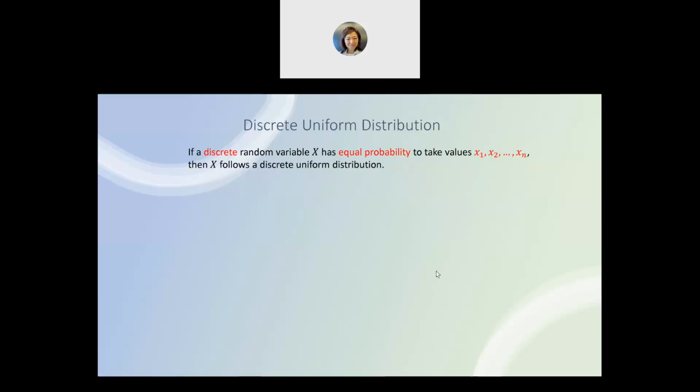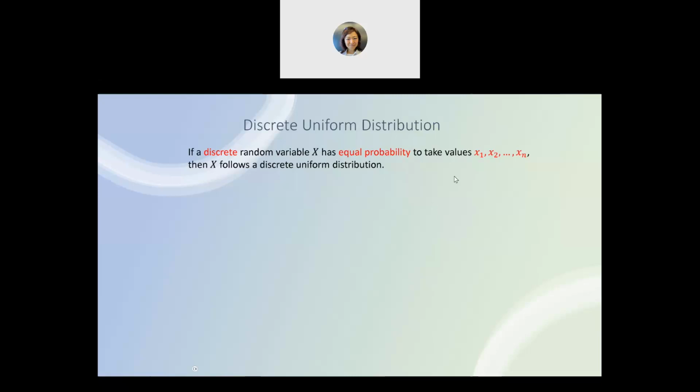What is a discrete uniform distribution? If x is a discrete random variable, x has equal probability to take on certain values, right? These x1, x2 are the values x can take. Then we say x follows a discrete uniform distribution. The definition of this uniform distribution looks very straightforward, but there are still several common misunderstandings.